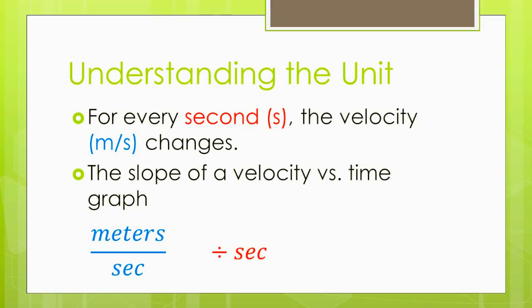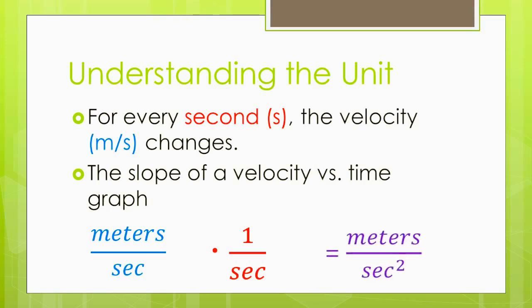If we take a quick moment and think about math, instead of dividing by seconds, we can multiply by the inverse of seconds, or 1 over seconds. Meters times 1 gives us meters. Seconds times seconds gives us seconds squared. This is how we derive the unit, meters per second squared.